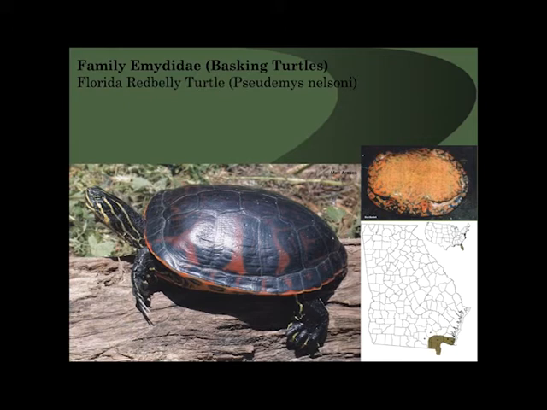The high dome shell with reddish stripes on each section of the plastron identify this turtle. The plastron is usually reddish-orange. Adults of this species are also herbivorous, and the juveniles eat both plant and animal material.